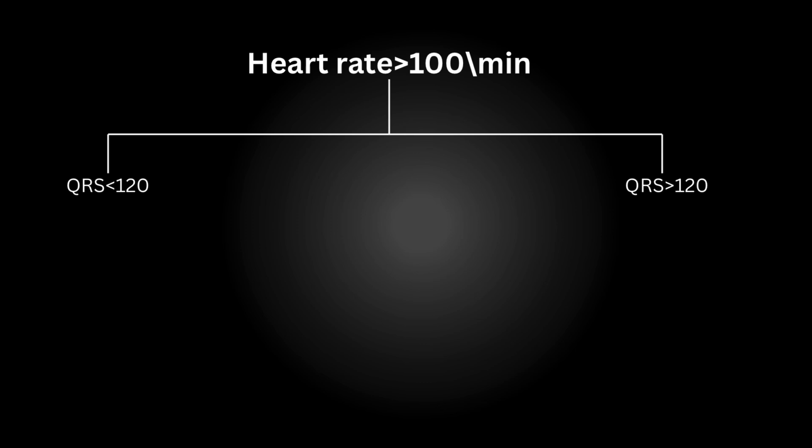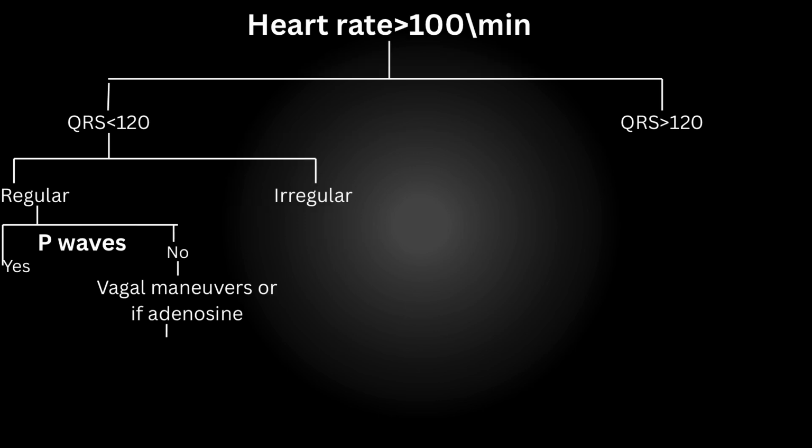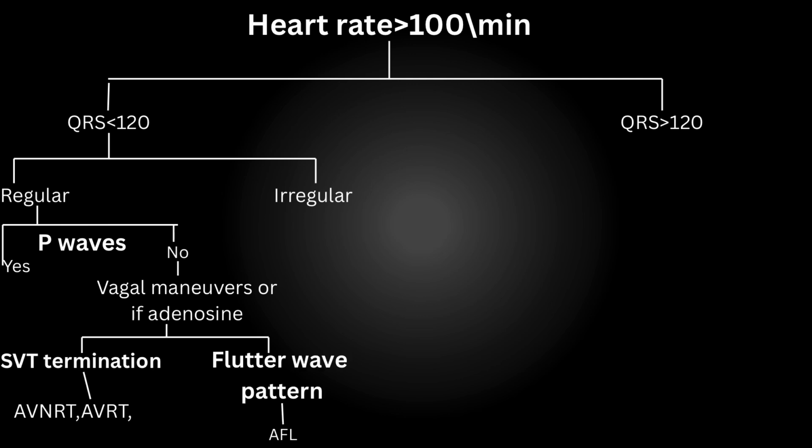First, narrow complex tachycardia, that is QRS duration less than 120 milliseconds. Next, check the rhythm, that is look for P waves. If P waves are not present, then immediately start vagal maneuvers or IV adenosine. If tachycardia terminates after vagal maneuvers or IV adenosine, then it may be SVT. And if it does not terminate even after vagal maneuvers or IV adenosine, then there may be atrial flutter.